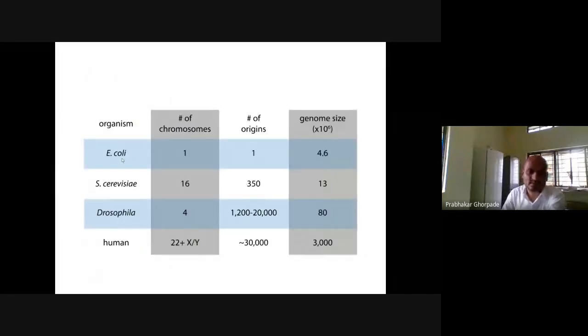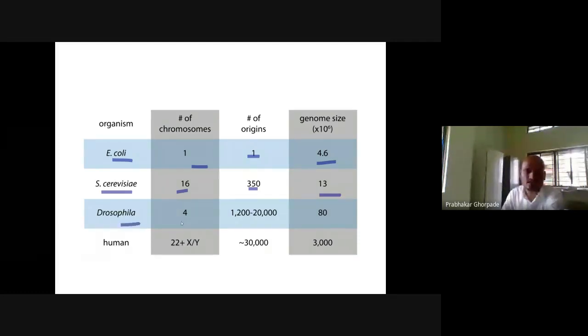So, number of chromosomes: E. coli has one chromosome, the origin of replication is 1, and the genome size is 4.6 into 10⁶ base pair. Saccharomyces cerevisiae has 16 chromosomes, the number of origins is 350, and the genome size is 13 into 10⁶.